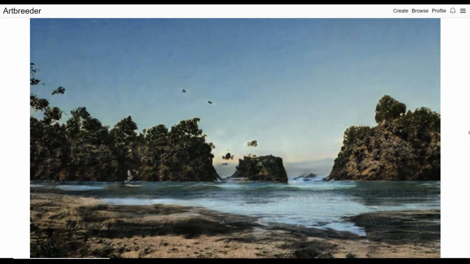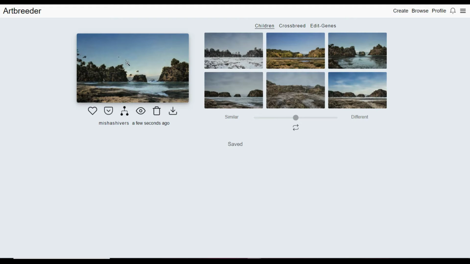Oh, this one just looks so natural. We've got a beach and a body of water and some hills and plants jutting out from the water. In the smaller version, those little specks just look like birds to me.